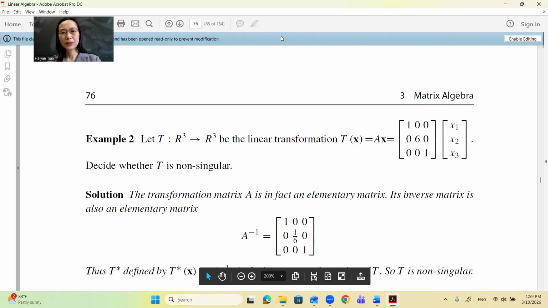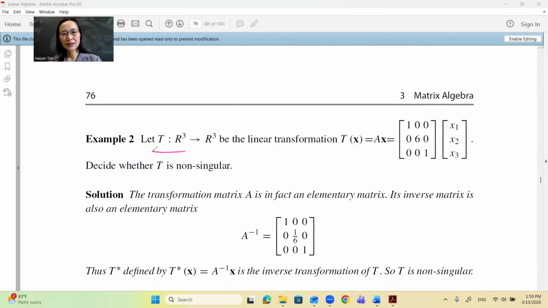So let's look at a simple one. Here's a T. It is a linear mapping from R3 to R3, defined by a square matrix. So you input a vector from R3, you get a new vector, right? You get an image of this vector. Now suppose T is defined specifically by this transformation matrix.